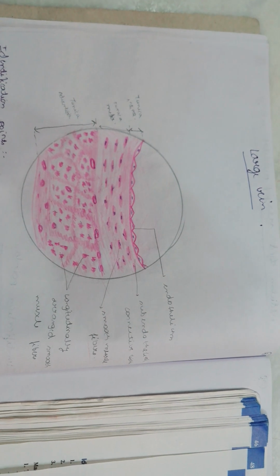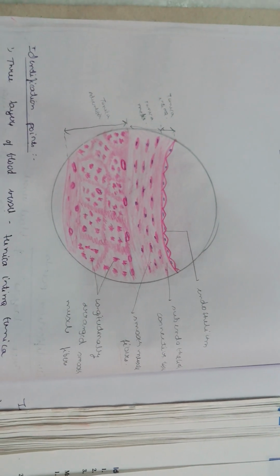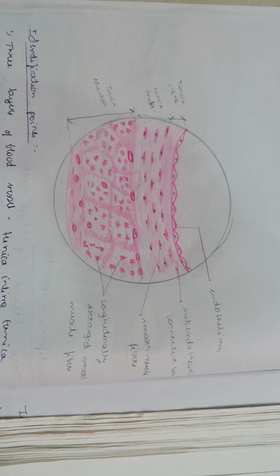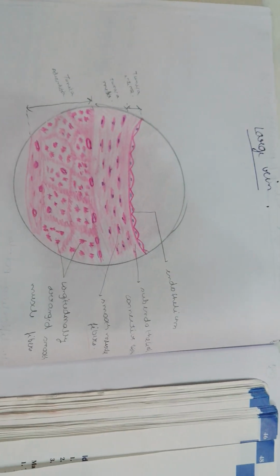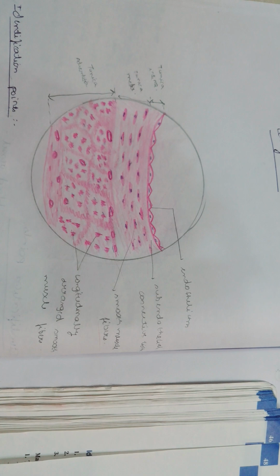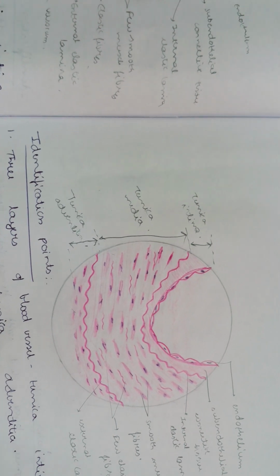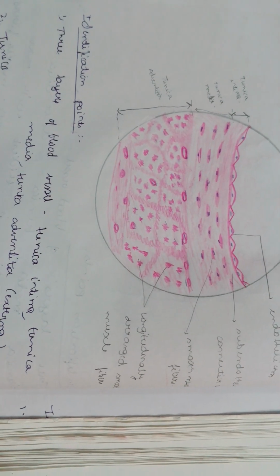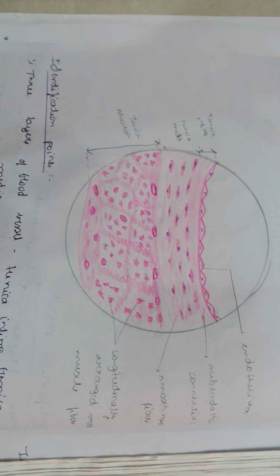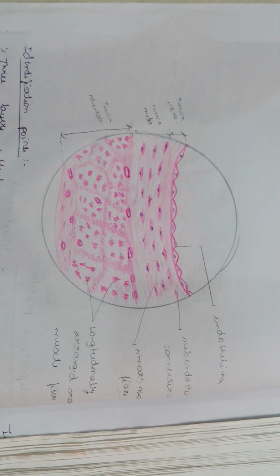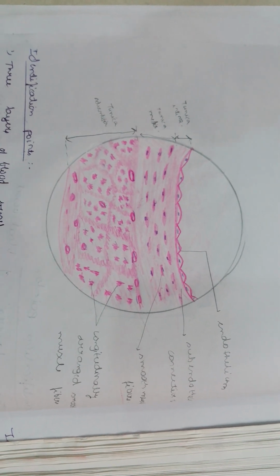Now let us see the histology of large vein. It also consists of three layers: tunica intima, tunica media, and tunica adventitia. The difference between arteries and veins is that in arteries, the tunica media is more, whereas in the veins, tunica adventitia is more. Now the large vein also consists of these three layers. Tunica intima is made up of endothelium and subendothelial connective tissue.